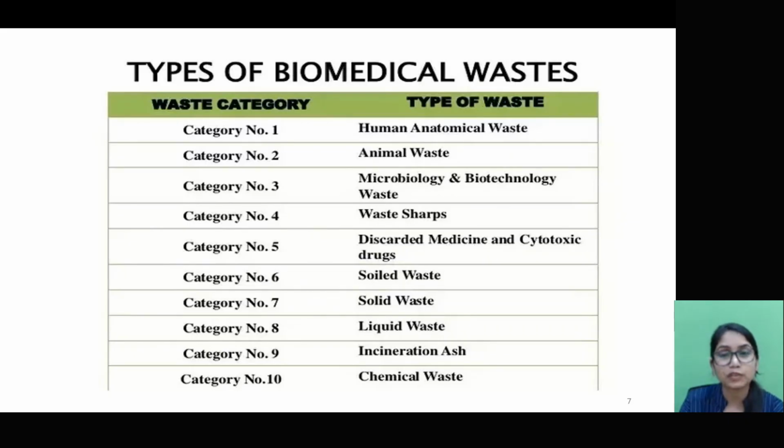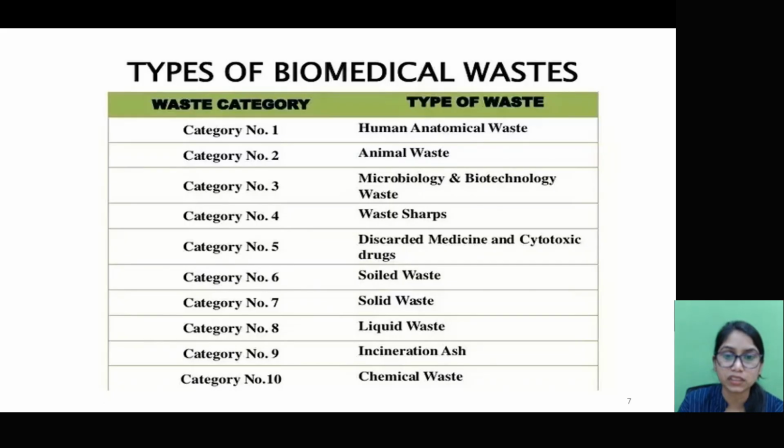Now types of biomedical waste: there is category 1. In category 1 there is human anatomical waste, which is a pathological waste. As I told you, animal waste and human anatomical waste will be coming in the pathological waste. And in category number 2 there will be the animal waste. Animal waste will be coming in category 2, right? If it is a veterinary hospital or veterinary institution, there will be many animal wastes, right? So you can collect them from there.